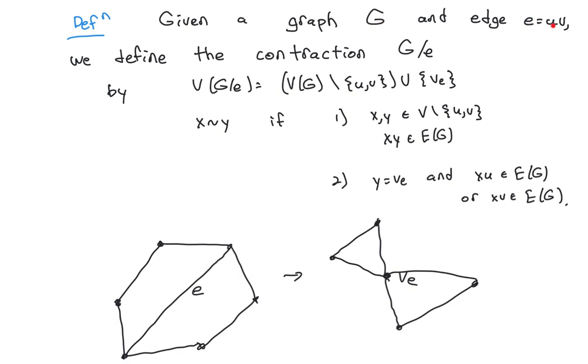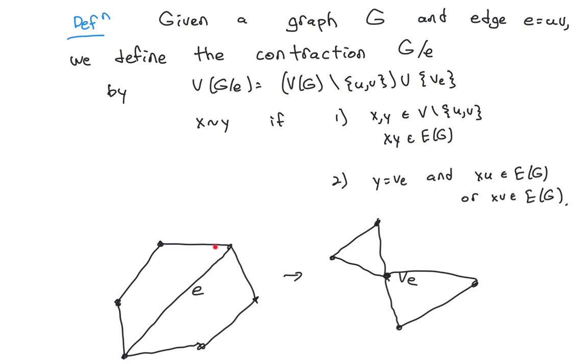Given a graph G and an edge uv, the contracted graph, G mod e, has the following vertices. It's every vertex of G except u and v, and then we add in a new vertex, which we call the contracted vertex. And then we say x and y are adjacent if x and y were adjacent in the original graph, and these x and y are not the vertices we deleted, or if y is the contracted vertex and x was adjacent to u or v in the original graph.